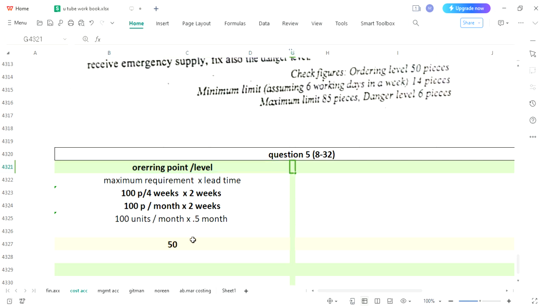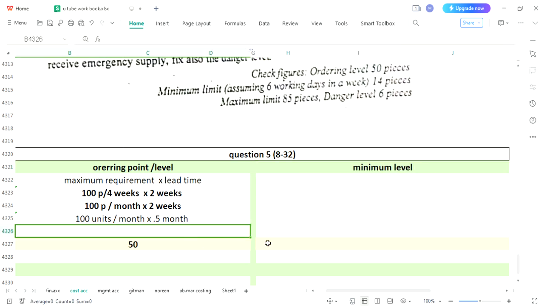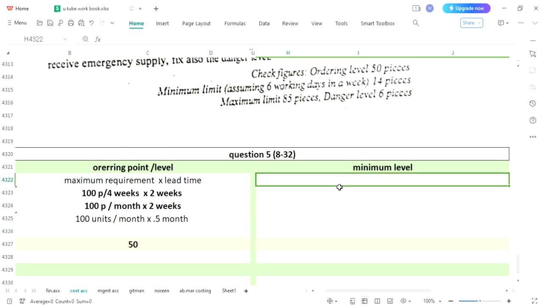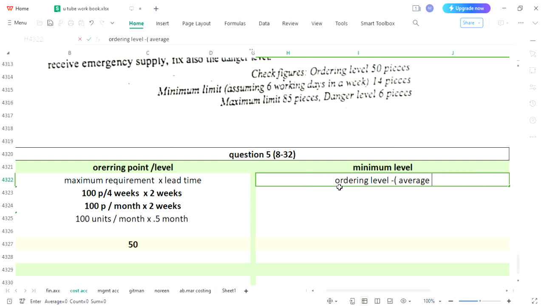Now we will be looking forward to the minimum level. And how do you calculate the minimum level? For that we have a formula. First you will be looking for the ordering level, and then subtraction, bracket open, average requirement multiplied by lead time.